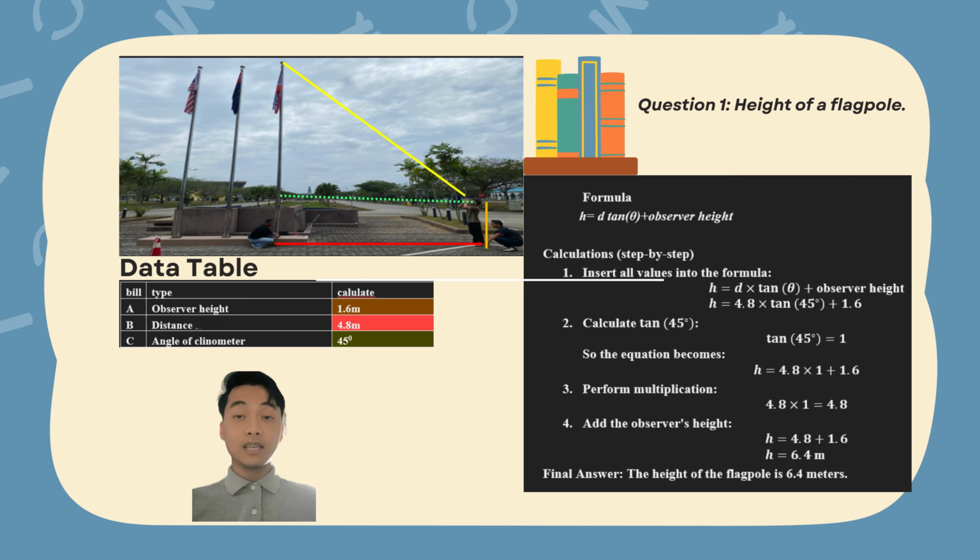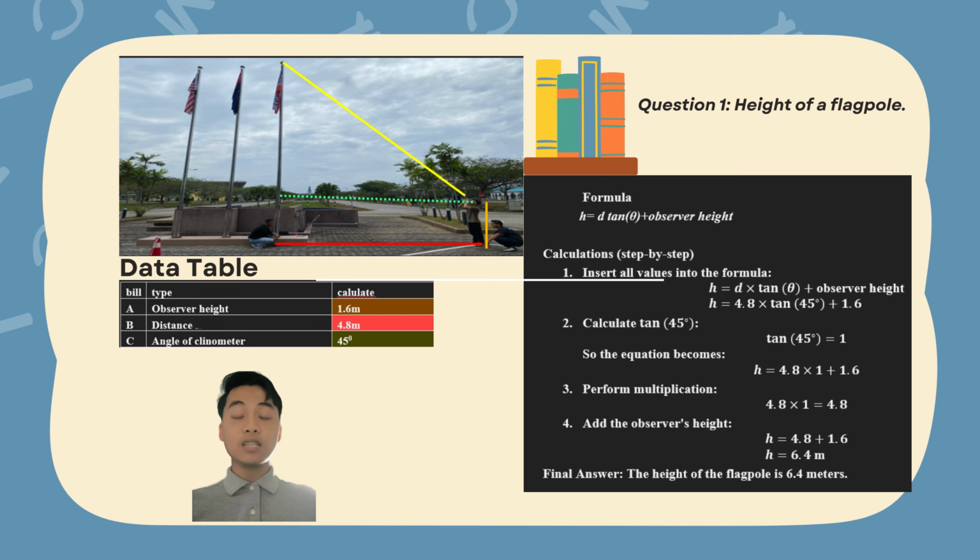The formula is height equals d tangent plus observer height. For the calculation, first we need to insert the values into the formula, which is height equals 4.8 multiplied by tangent 45 degrees plus 1.6. The first step is to calculate tangent 45 degrees by using a calculator. The answer is going to be 1. So the equation becomes height equals 4.8 multiplied by 1 plus 1.6.